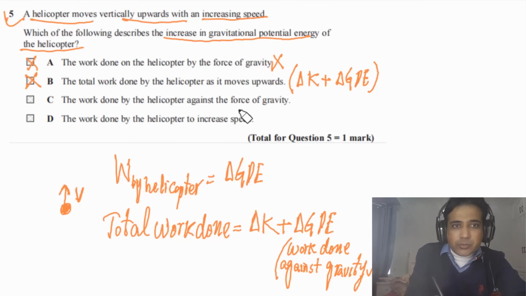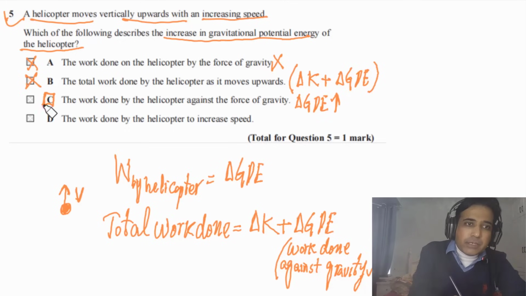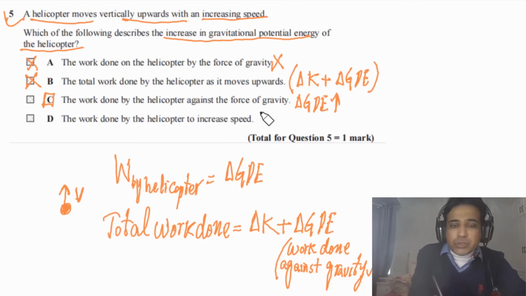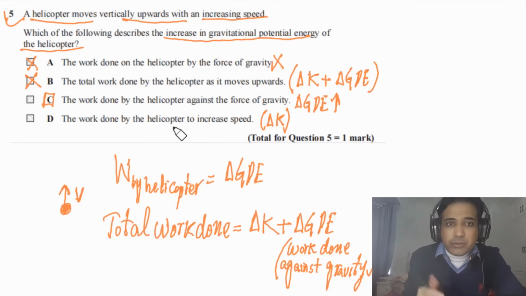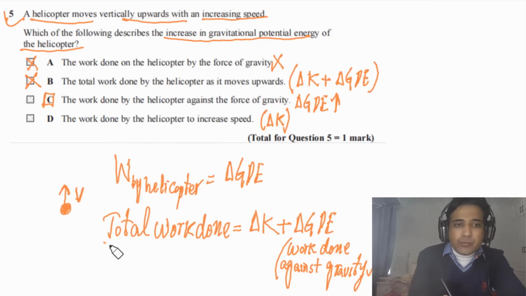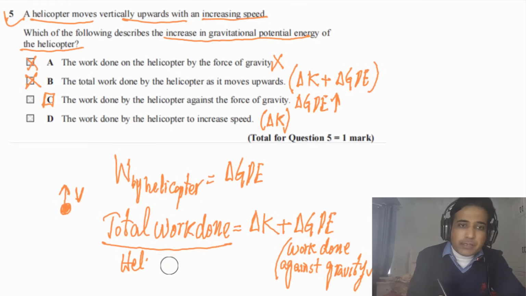The work done by the helicopter against the force of gravity, yes, because that work done is the gain in GPE, the increase in GPE. So the answer for this question is C. The work done by the helicopter to increase speed is the gain in kinetic energy. So they can ask you next time what is the work done by the helicopter to increase speed, that is the gain in kinetic energy. So the total work done by the helicopter, this is representing the helicopter.